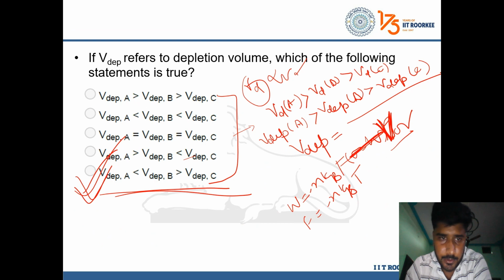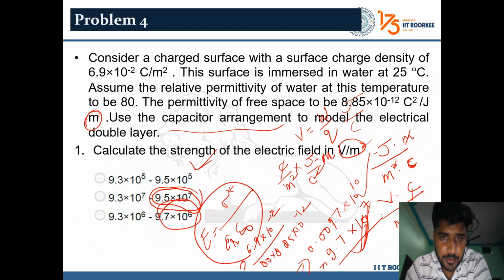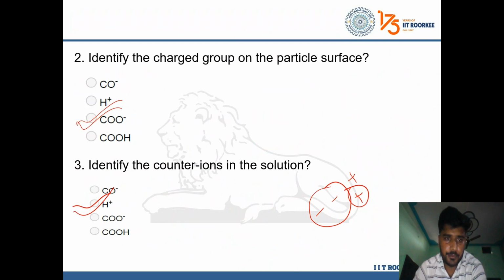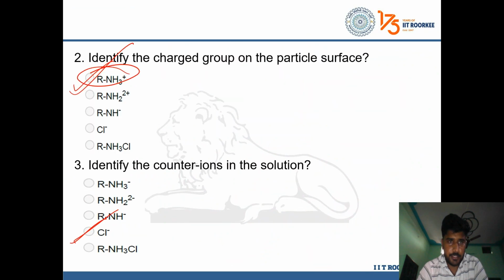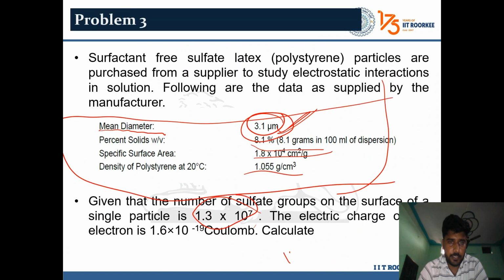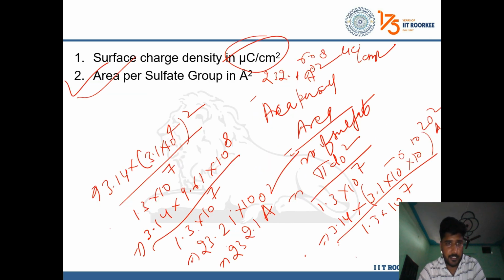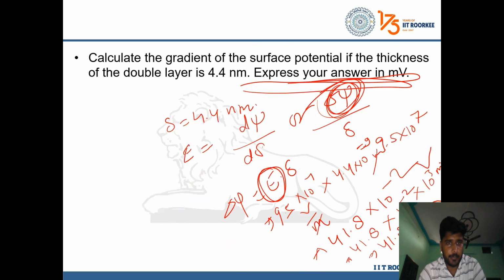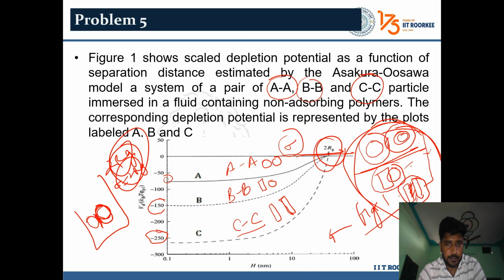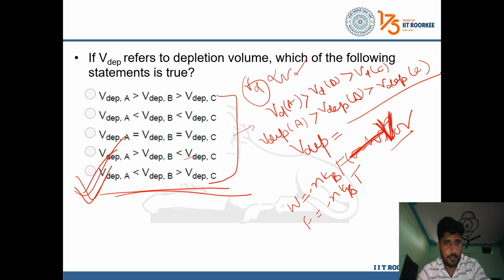I think all the problems are clear to you. These two questions were related to the generation of charge on the colloidal particle surface, two problems were related to the electrical double layer, and the third one is related to the calculation of depletion potential or depletion volume.